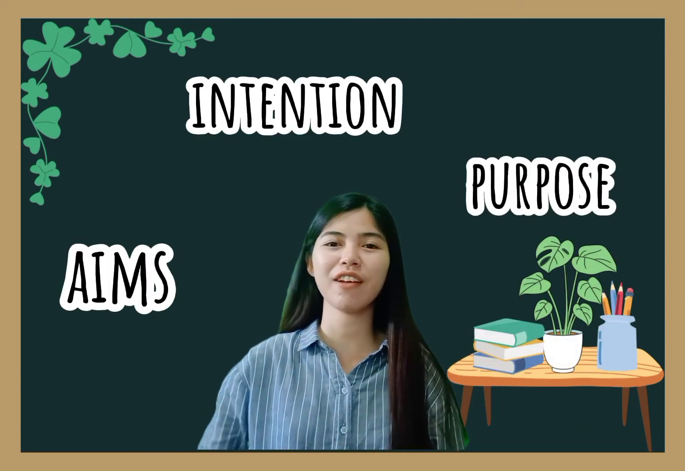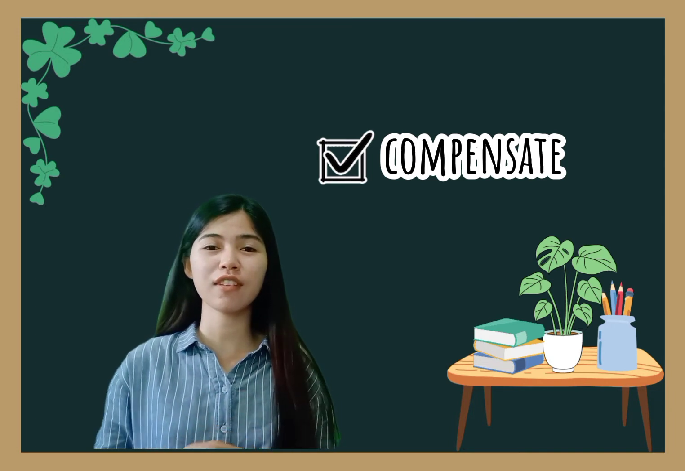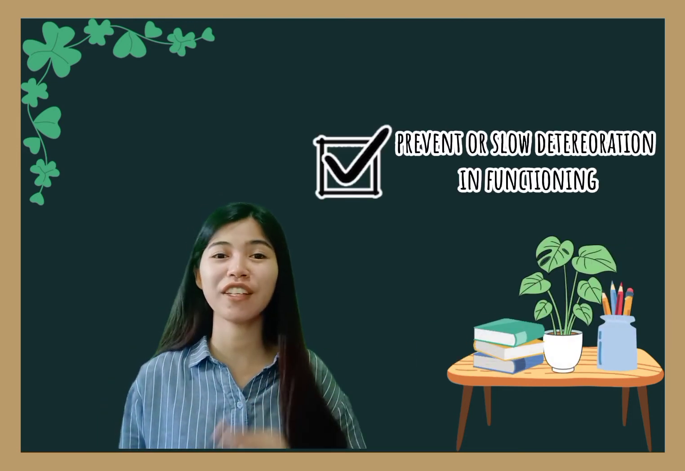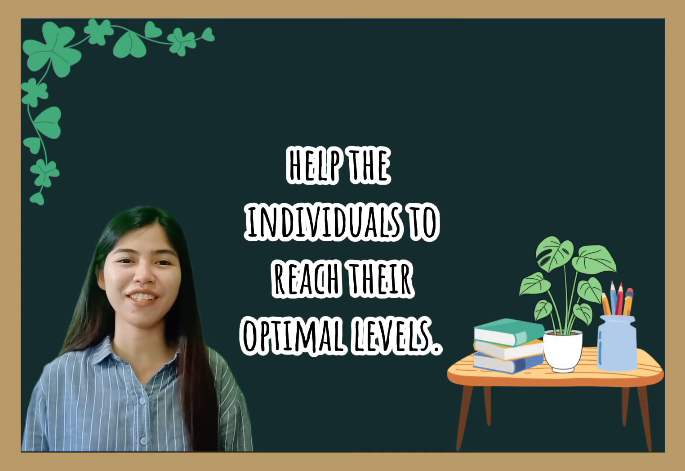And now let's move on to the aims, the intention, or the purpose of the rehabilitation model. The first one, like what I said earlier in the principles, is to restore or bring back what has been lost or damaged. The second is to compensate or reduce the damage caused by any injuries or illness. And the third is to prevent or slow the deterioration in functioning, whether sensory, intellectual, mental, cognitive, or social. This model helps the individual to reach their optimal levels.